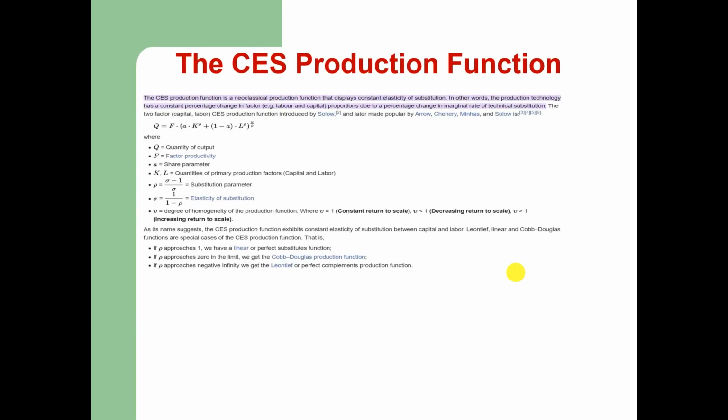Let me give you some introduction to the constant elasticity of substitution production function, which is a neoclassical production function that displays constant elasticity of substitution. In other words, the production technology has a constant percentage change in factor proportions, that is labor and capital, due to a percentage change in the marginal rate of technical substitution.